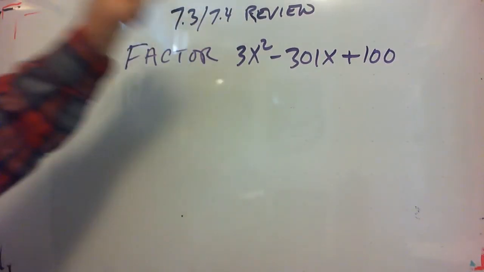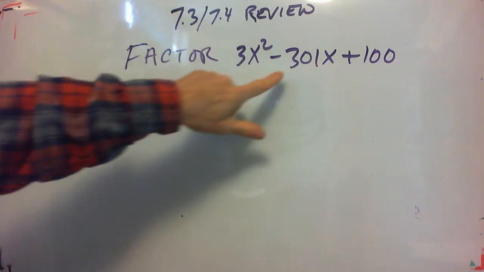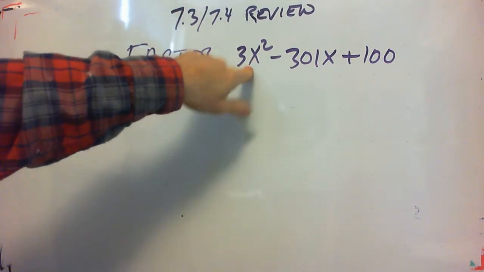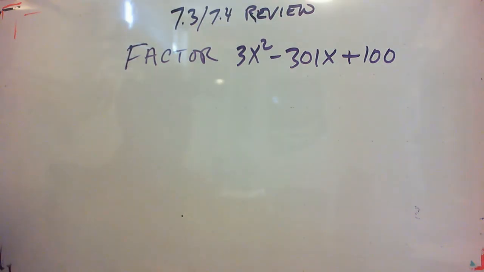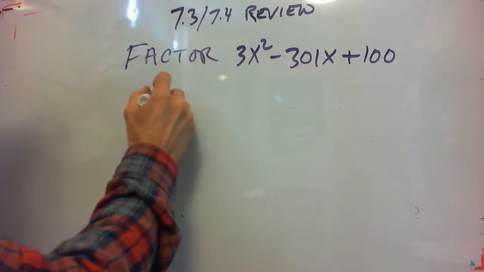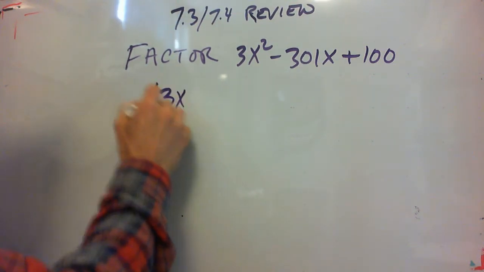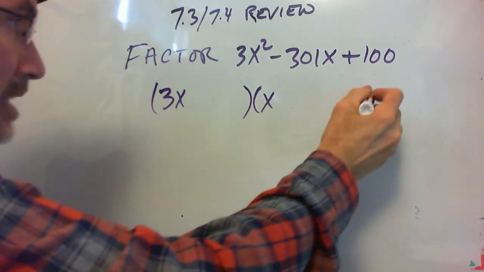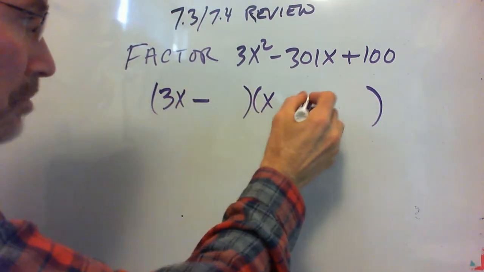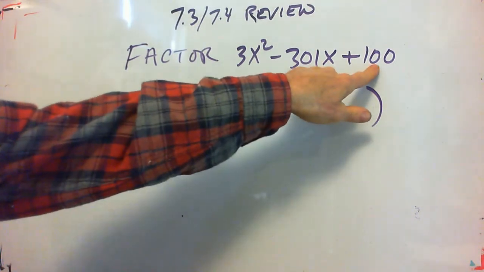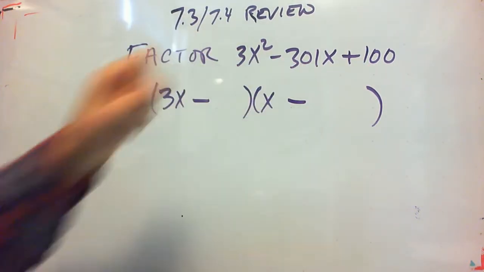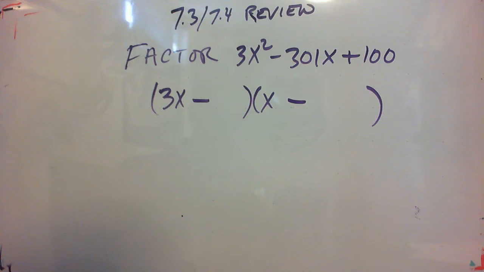This next problem looks a bit scary because of these huge numbers. Factor 3x squared minus 301x plus 100. And you look at that and you think, whoa, how do I factor that? Well, first of all, we know it has to be 3x and x, and we know it has to be minus and minus. The two negative numbers are going to multiply to the positive 100 and give us a negative number of x's. So we know that.